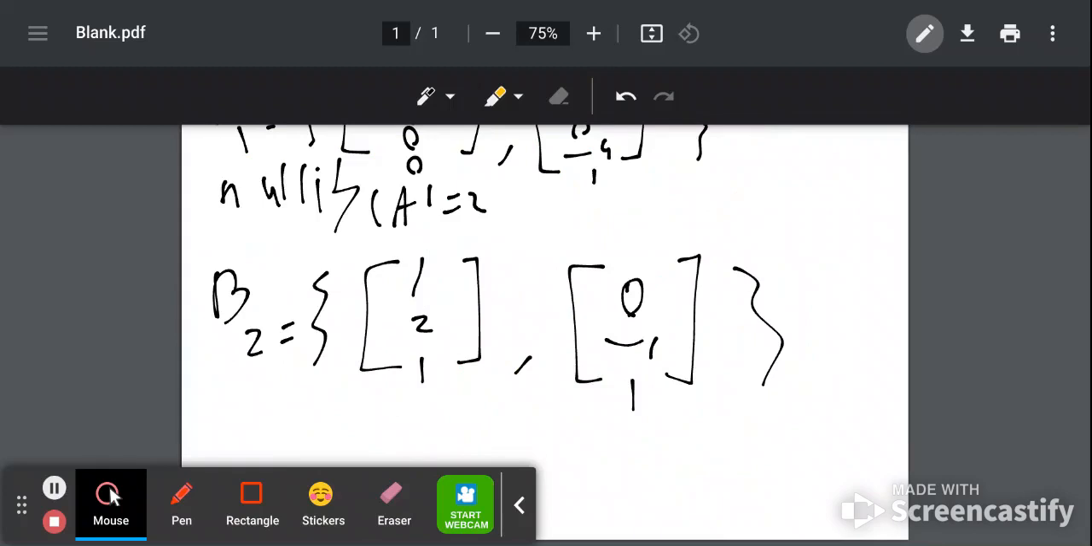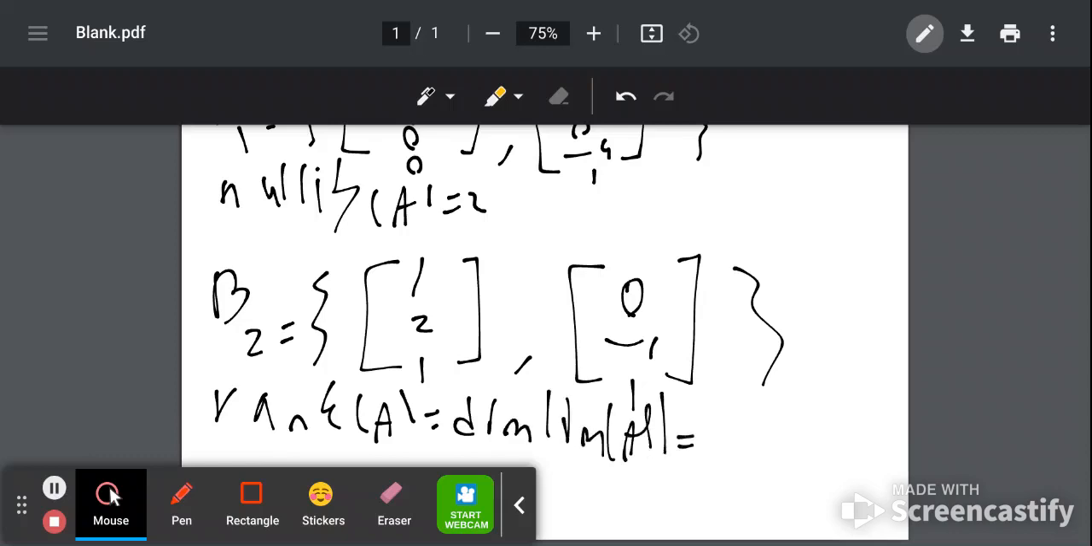If they ask us what is the rank, again, these are good terms to know. The rank of this matrix A is basically the dimension of the image of A, which means how many vectors are in the span of the basis for the image, and in this case, it's also 2.